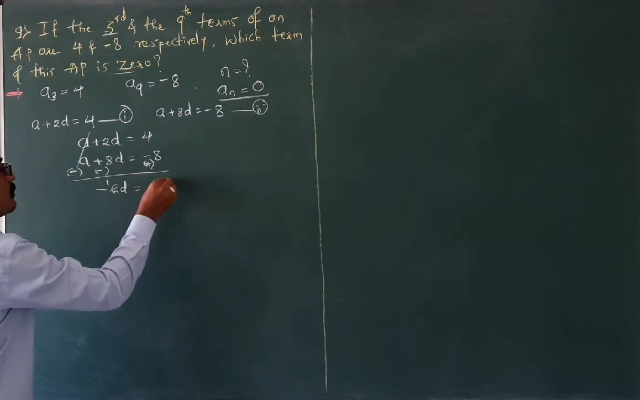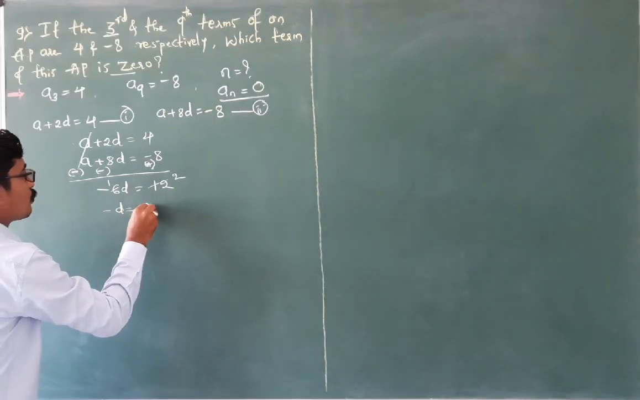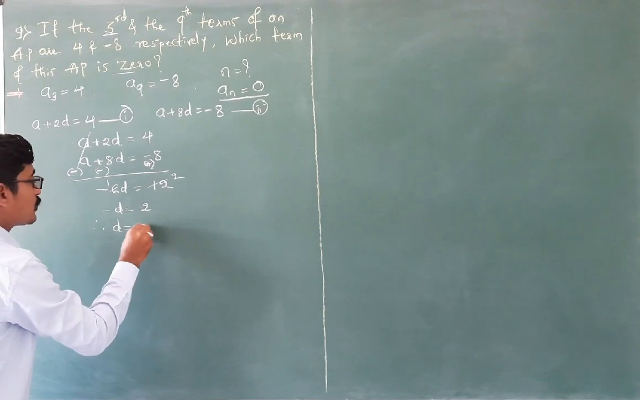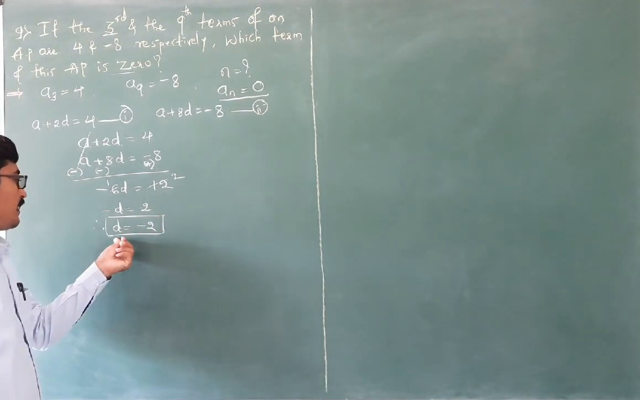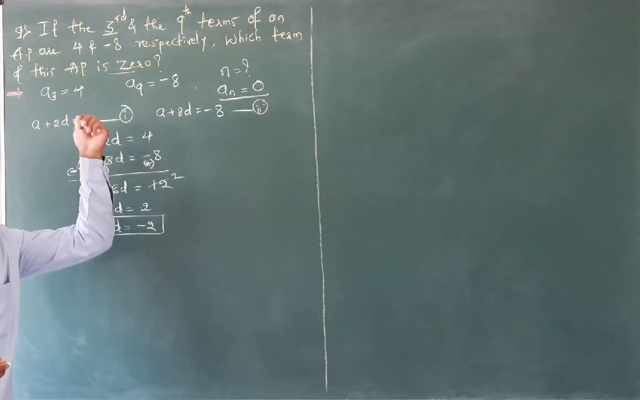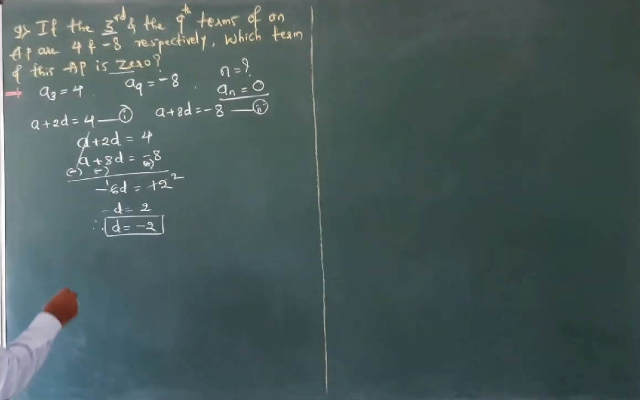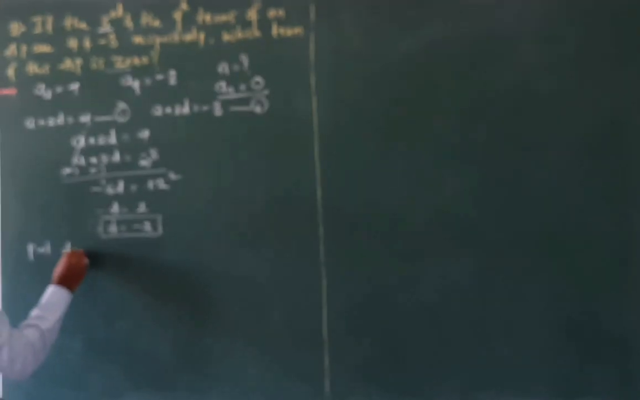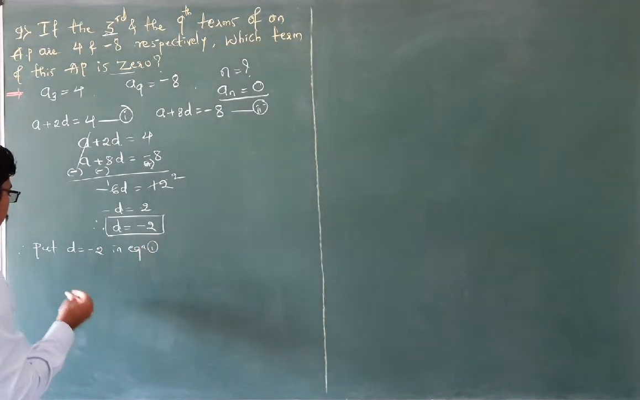So 6 ones are 6, 6 twos are 12. So here minus d is equal to 2, therefore d is equal to minus 2, because the minus sign is there. So you obtain the d value. Substitute the value of d in equation 1 or equation number 2, and you will get the value of a. Therefore, put d is equal to minus 2 in equation 1.